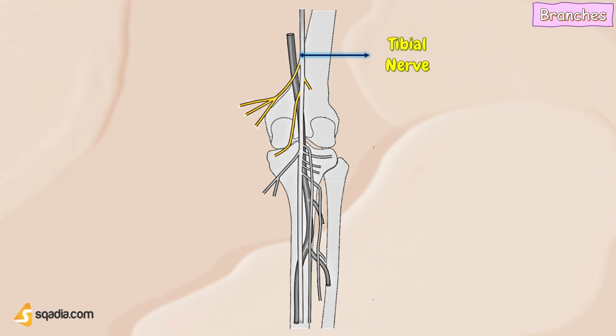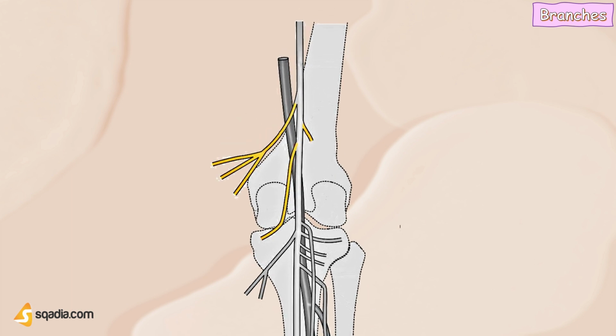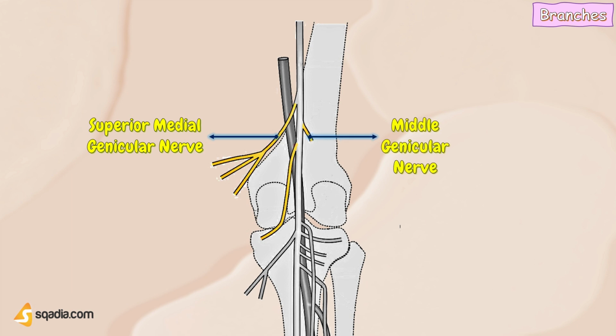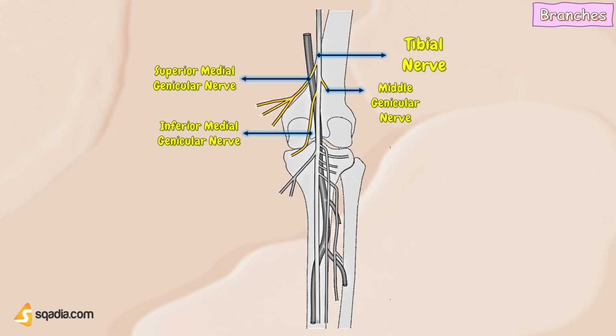These are: the superior medial genicular nerve lies above the medial condyle of the femur, deep to the muscles. The middle genicular nerve pierces the posterior part of the capsule of the knee joint to supply structures in the intercondylar notch of the femur. The inferior medial genicular nerve lies along the upper border of the popliteus and reaches inferior to the medial condyle of the tibia. Here are the three genicular branches.